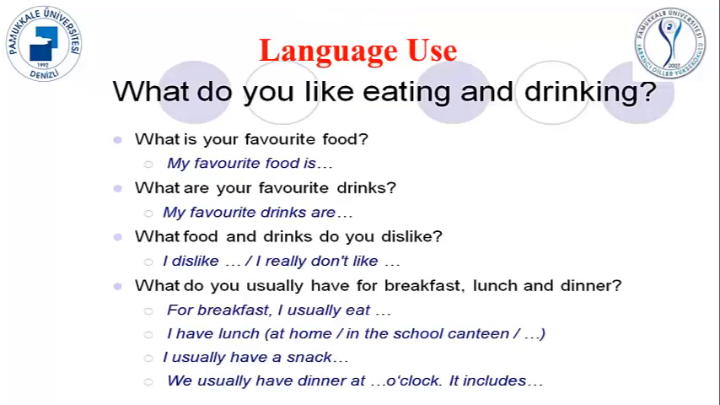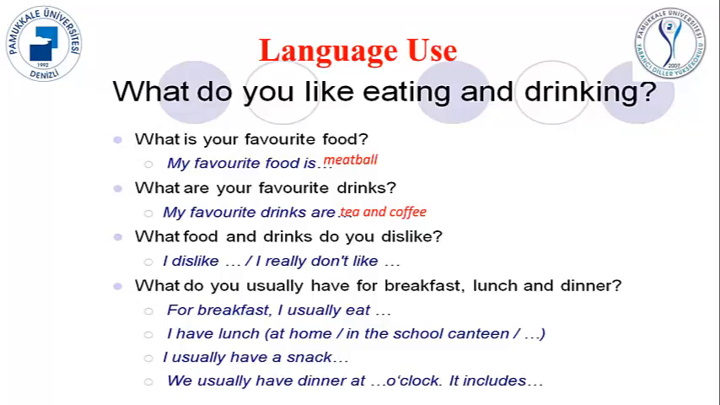Language note. You can use these questions to take some information about people's favorite food. The question: what is your favorite food? My favorite food is meatball. And the second question: what are your favorite drinks? My favorite drinks are tea and coffee.